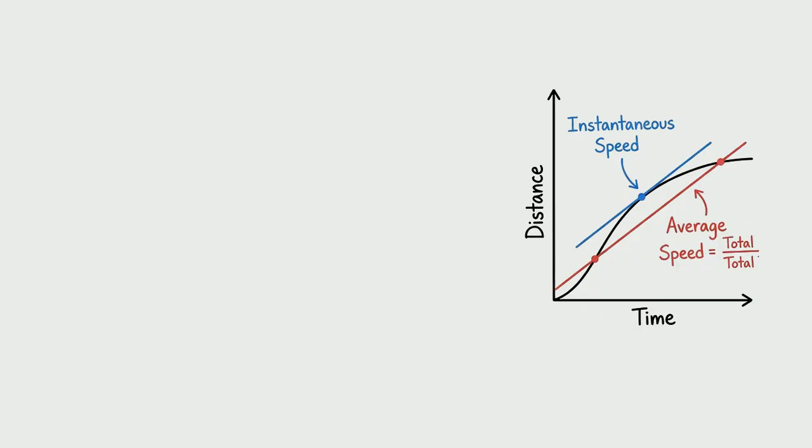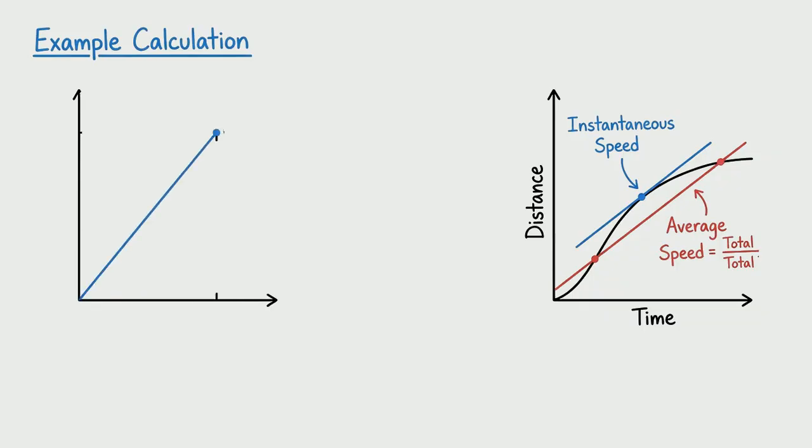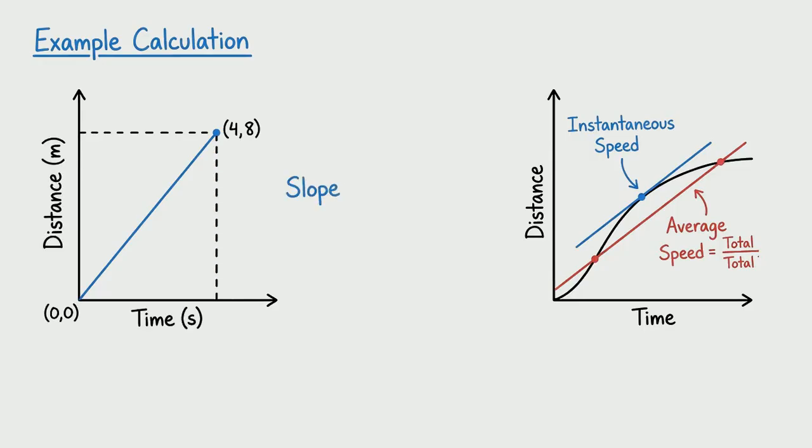Now let's move to velocity time graphs. These are different. Time is still on the x-axis, but now velocity is on the y-axis. Velocity includes direction, so it can be positive or negative. A point at 3 seconds with a velocity of 5 meters per second means the object is moving forward at 5 meters per second at that moment.